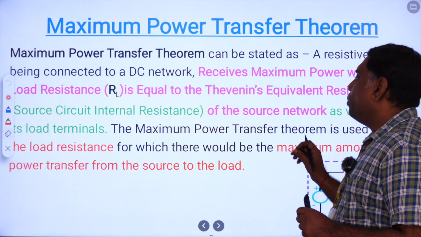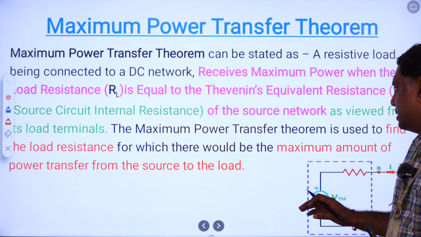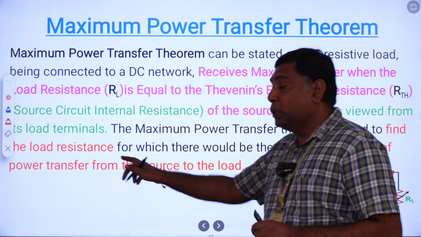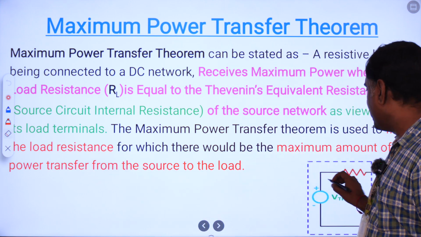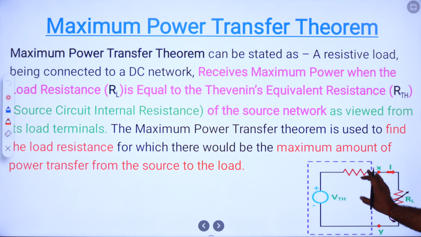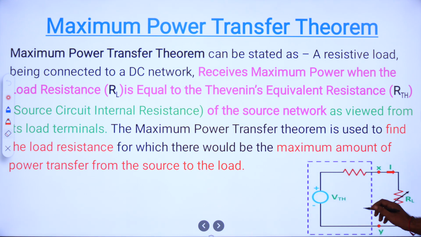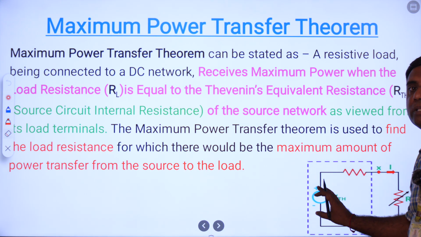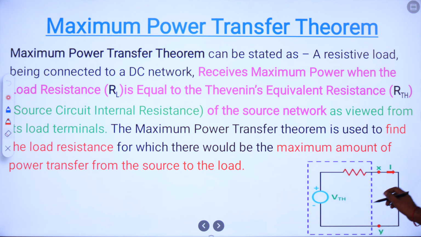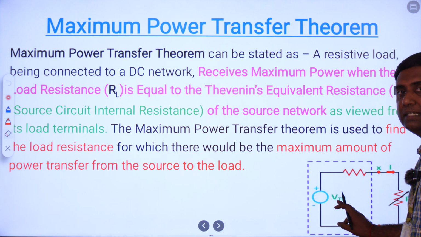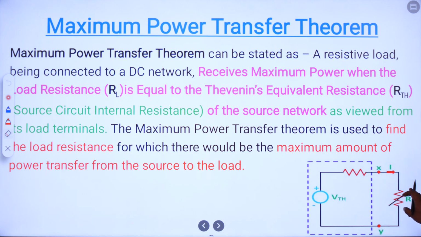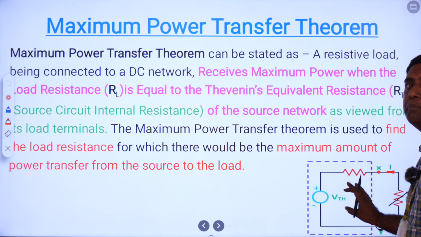So why do we use the maximum power transfer theorem? To find the load resistance. In this sample network, RL is the load and the remaining portion is called the source internal network. Whenever the total Thevenin's resistance equals the RL value, the maximum power transfer theorem is satisfied.